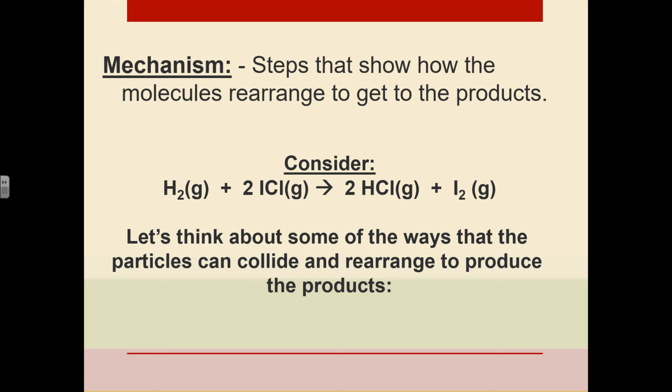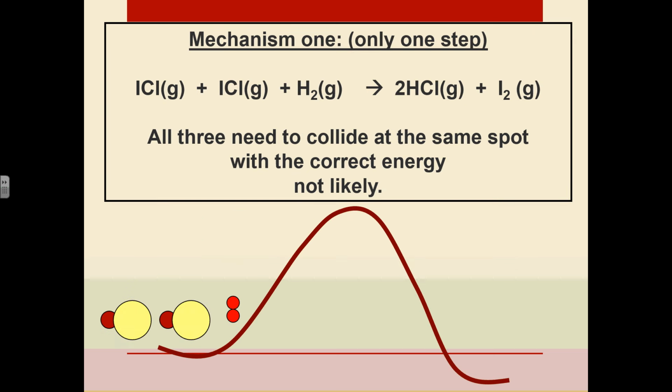It's H2 plus 2ICl goes to 2HCl and I2. So if we look at possible mechanisms, one of the possible mechanisms we could have would be to have one hydrogen gas molecule and two ICl molecules come together at the same time, collide and go to products. That would be what we call a one-step or unimolecular step, an elementary process, or an elementary step in the mechanism. And there's only one elementary step here.